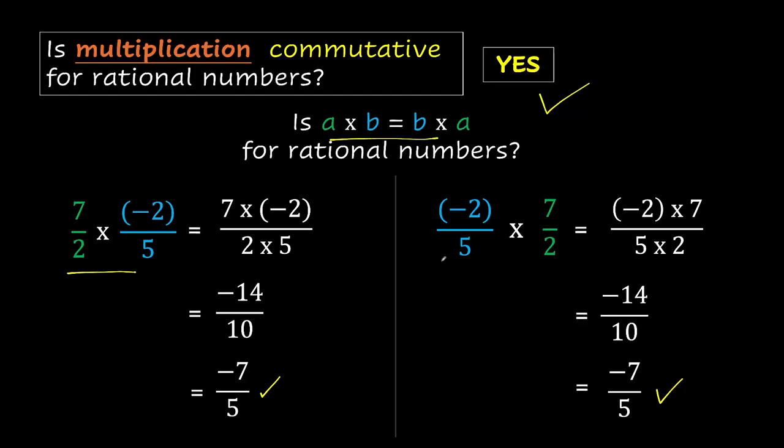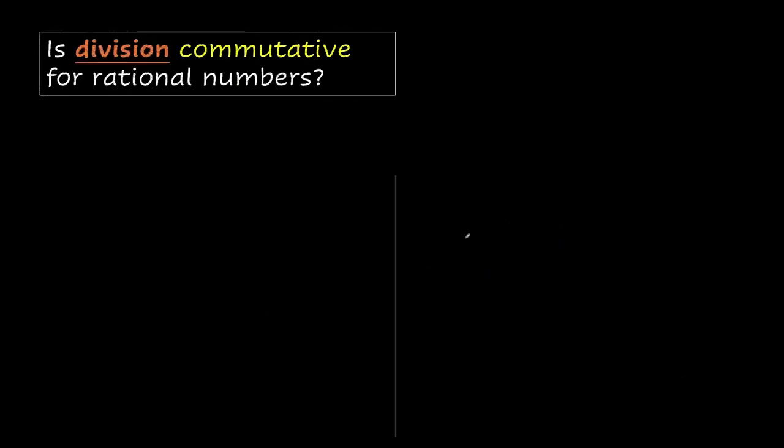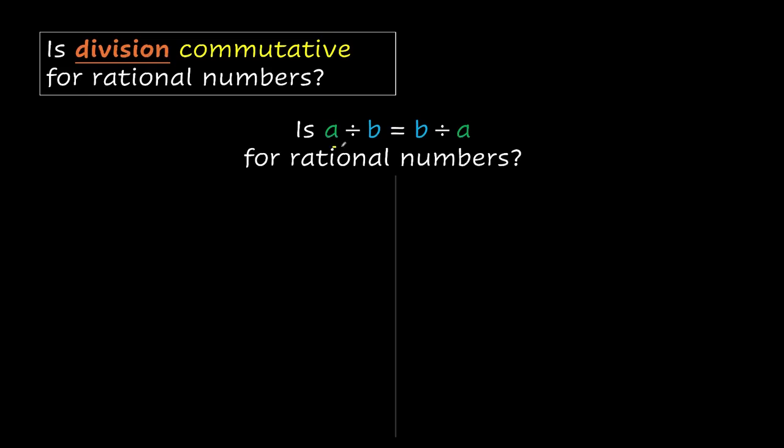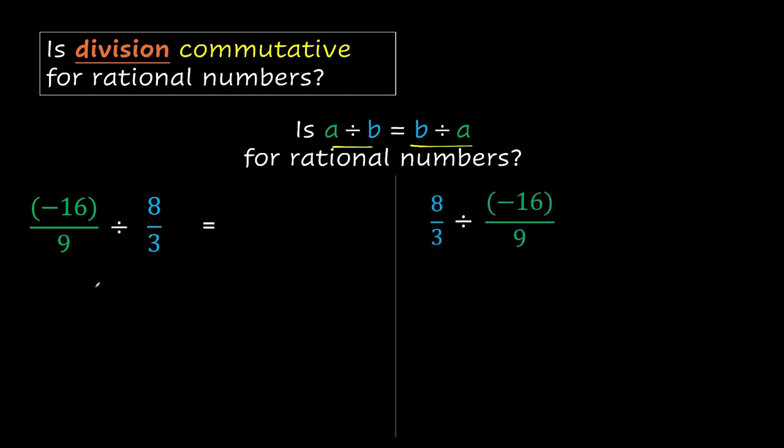And as we saw earlier, we can continue to find different examples and multiply, and we'll always end up with the same answer for all rational numbers. Let's see for division. Is division commutative for rational numbers? Is a by b equal to b by a? Let's see with this example. Minus 16 by 9 divided by 8 by 3, or 8 by 3 divided by minus 16 by 9.